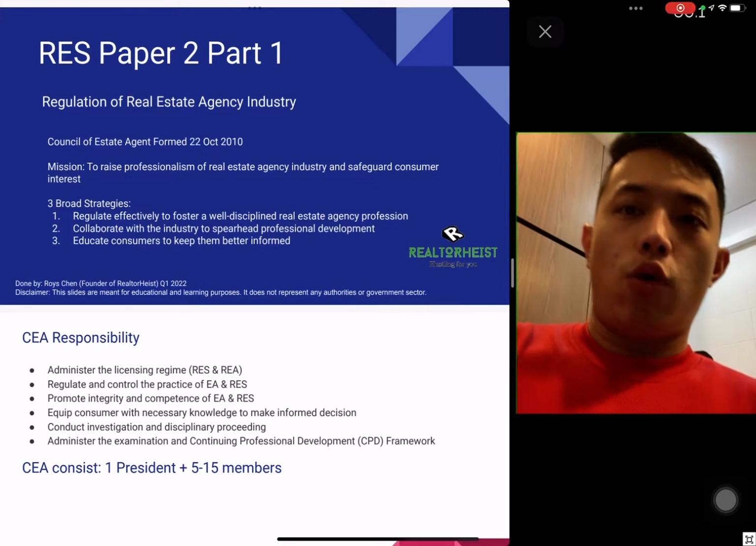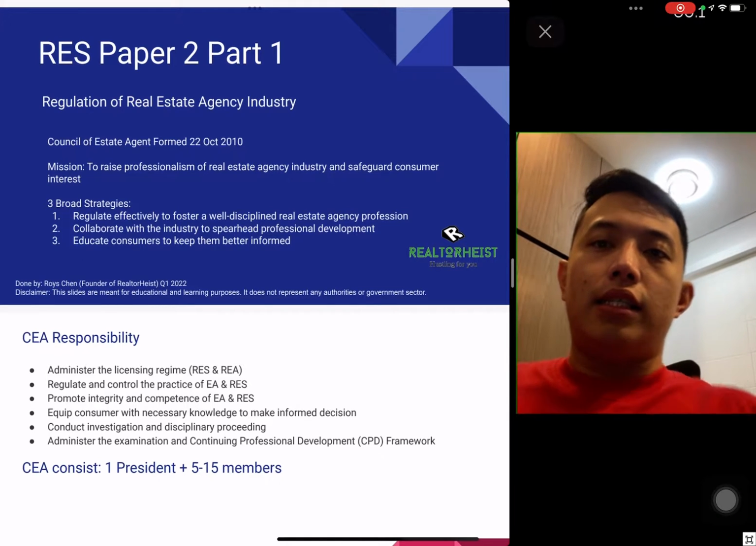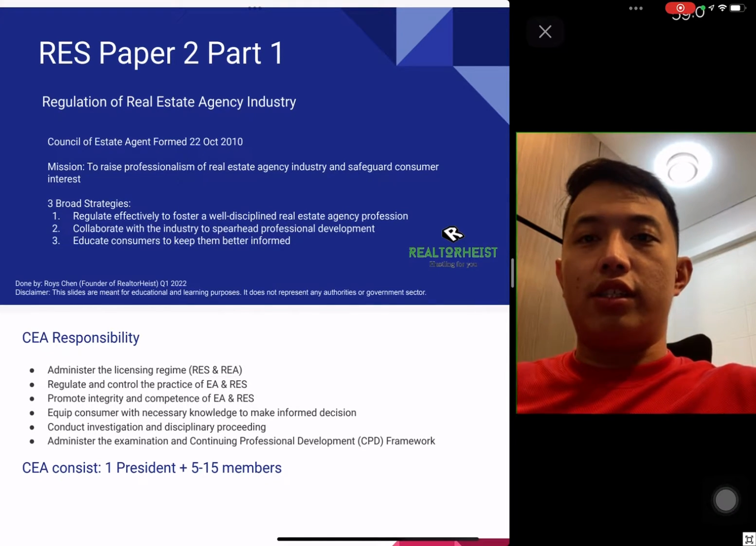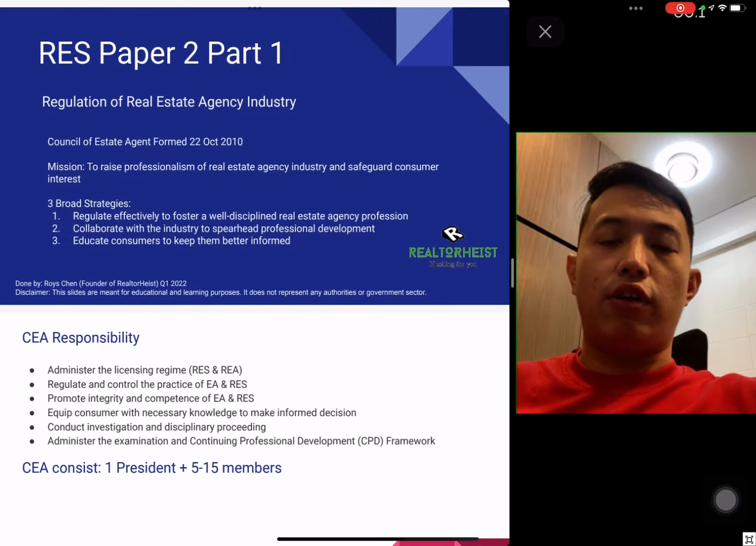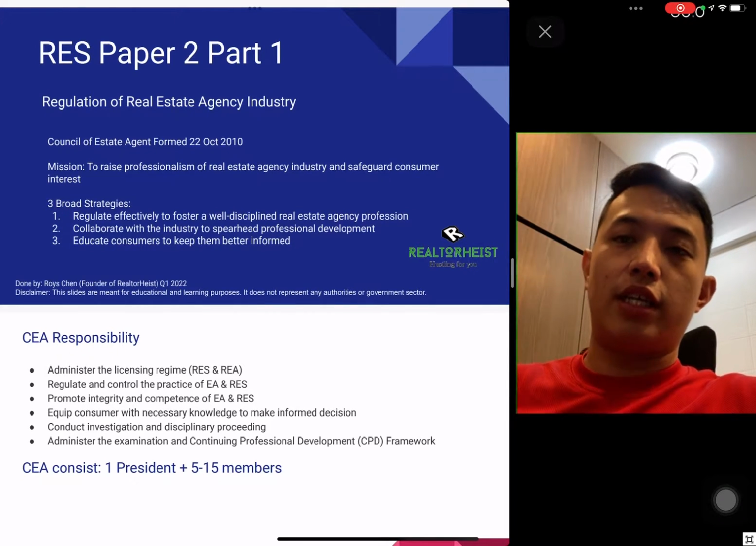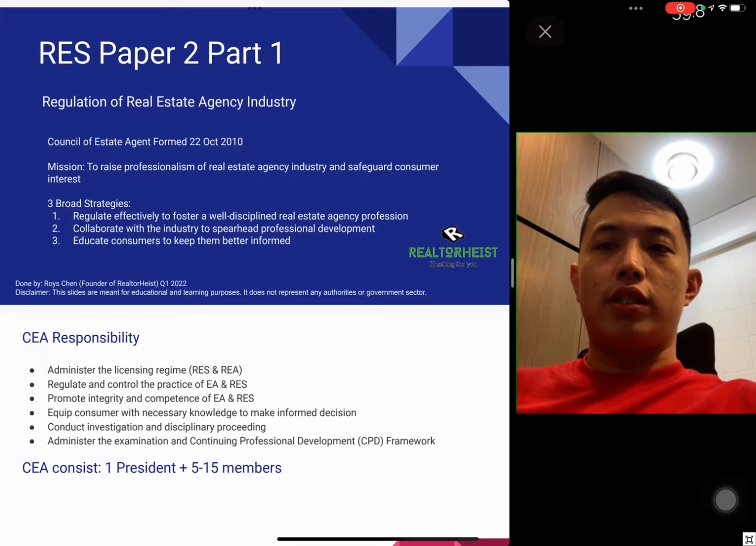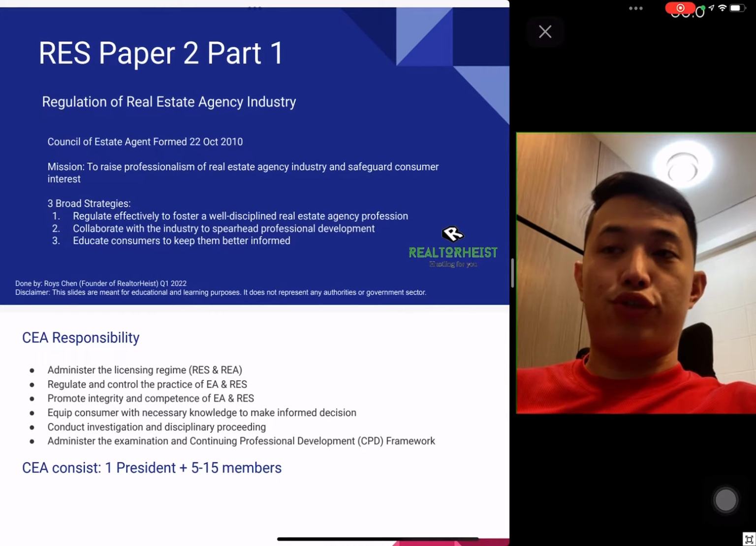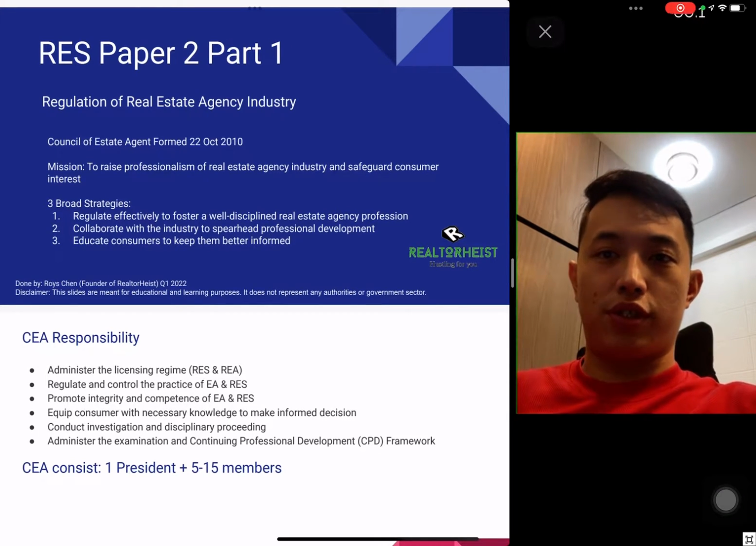Okay guys, what is CEA? CEA is actually the Council for Estate Agencies. It's a government sector that regulates the real estate industry. So the mission is to raise professionalism in the real estate industry and safeguard the consumer interest.